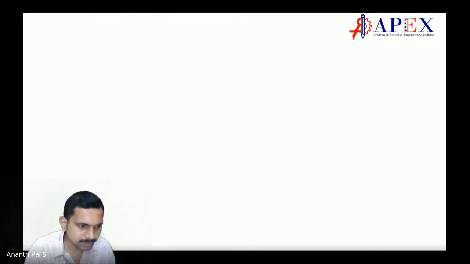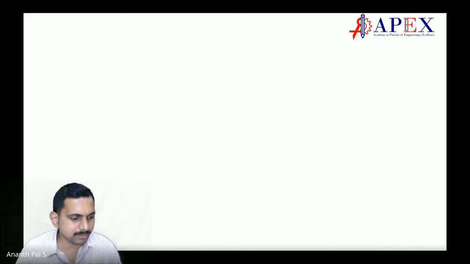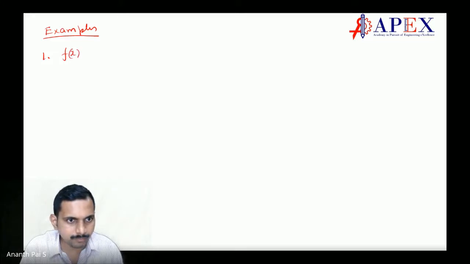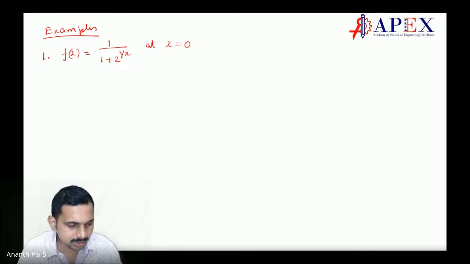Now, let us take one example. Let us take examples one by one, okay? In that first one, let us take f of x is equal to 1 by 1 plus 2 raised to 1 by x at x is equal to 0. Let us check that, okay?